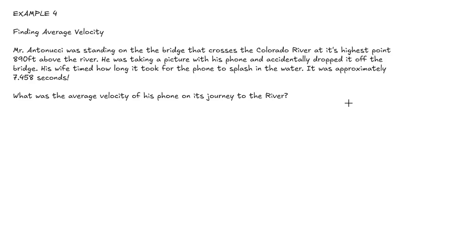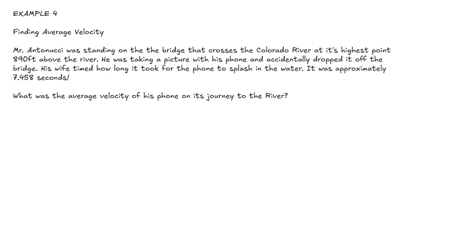Suppose I was standing on the bridge that crosses over the Colorado River at its highest point, which would be 890 feet above the river. I was taking a picture with my phone and accidentally dropped it off the bridge. This is a totally fictitious example, however. My wife timed how long it took for the phone to splash in the water, and it was approximately 7.458 seconds. We want to know what was the average velocity of the phone on its journey to the river.